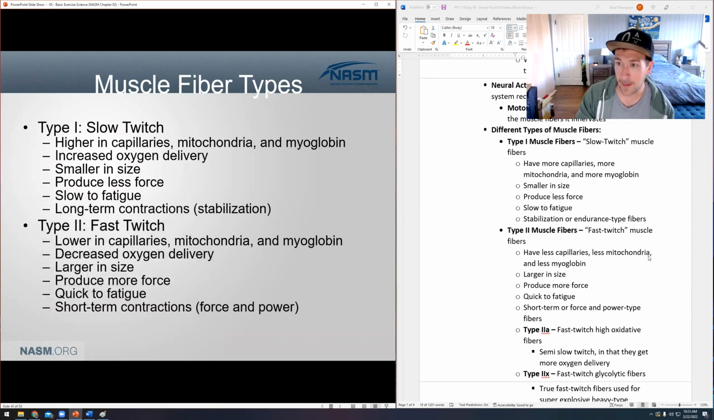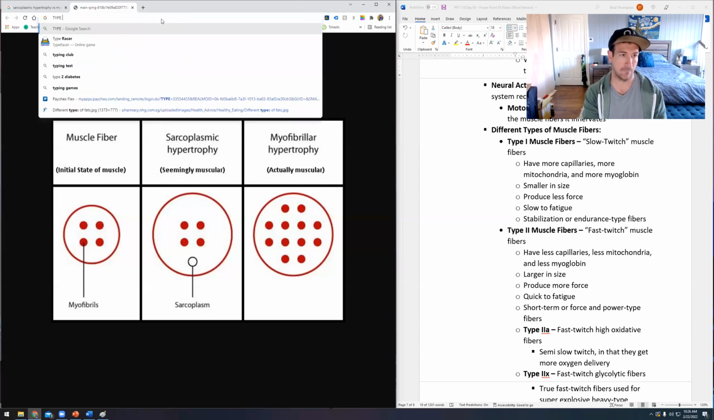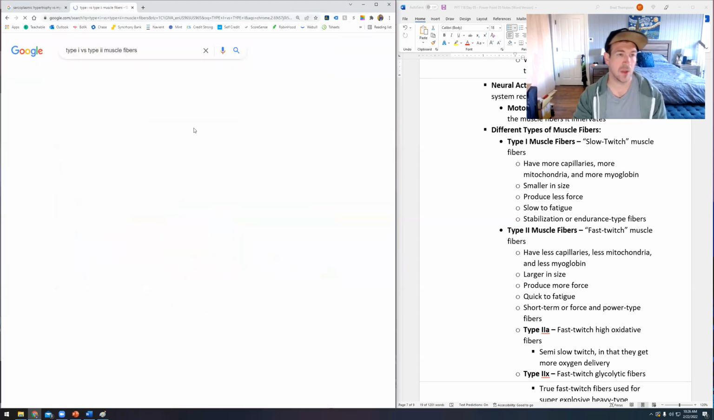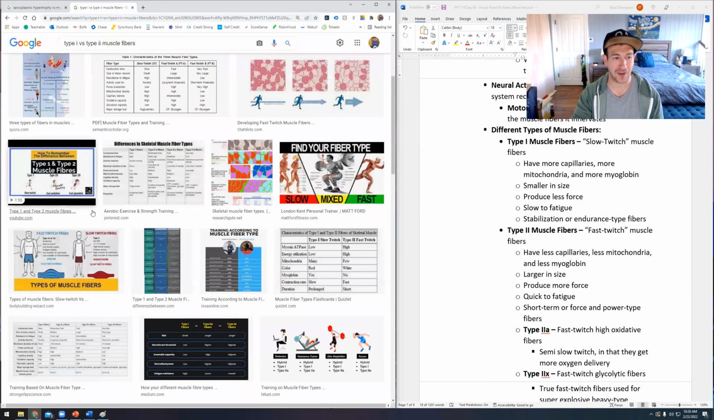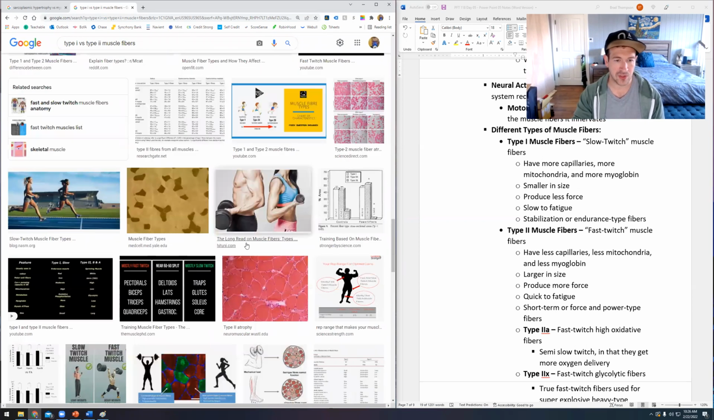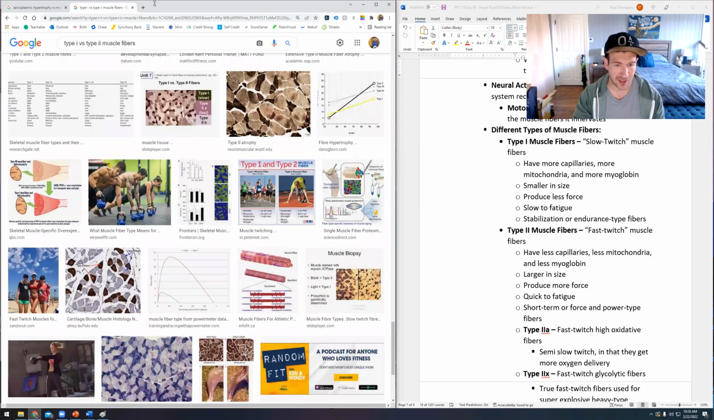So when I say that, what I mean is, when we look at type 1 versus type 2 muscle fibers, you'll see there's a big difference between some types of athletes, right? You'll see that some, oh my God, I can't believe I'm not seeing a picture of this here.